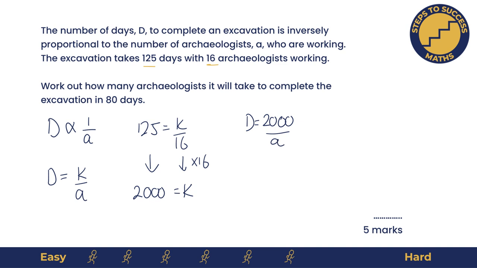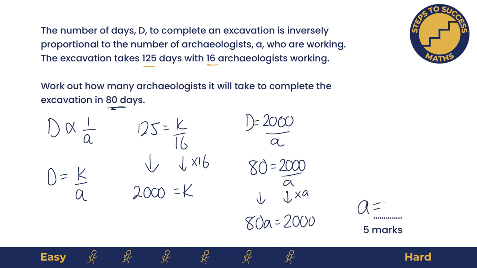And we want to know how many archaeologists it will take to complete the excavation in 80 days. So 80 is equal to 2,000 over A. Multiply by A, so it's not a fraction. 80A is equal to 2,000, and now divide by 80. A is equal to 25.